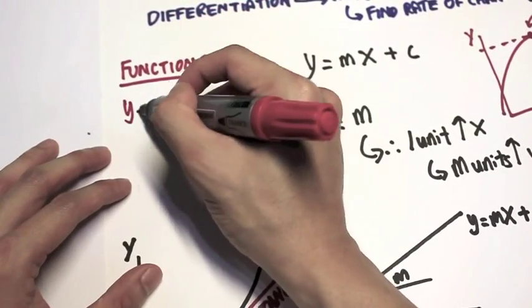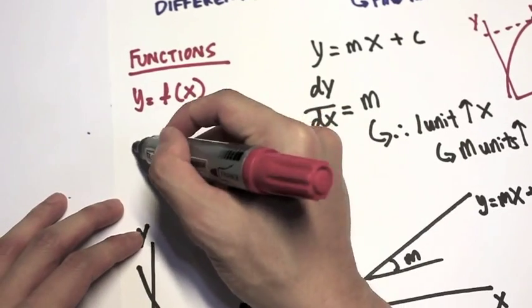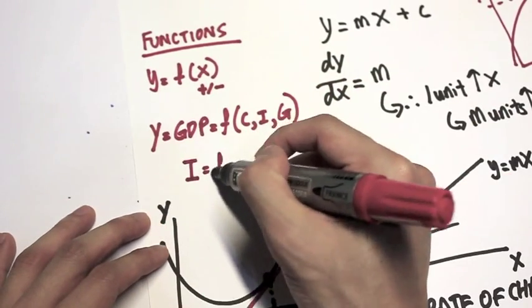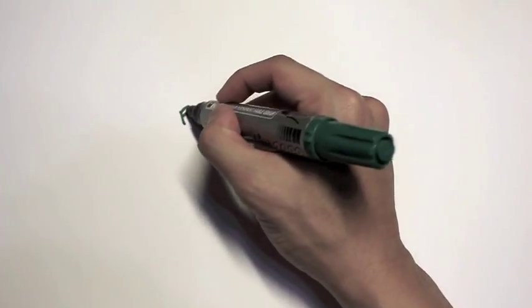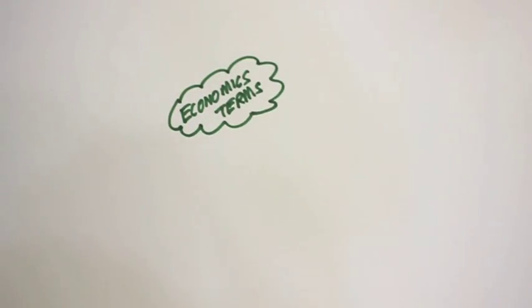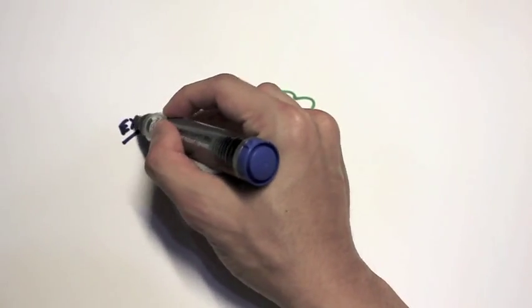Let's talk about some math language. When we say that y is a function of x, it basically means that y is affected by x, whether positively or negatively. So that's the language of math. We now go to some language of economics. So we want to learn what the basic economic terms are.